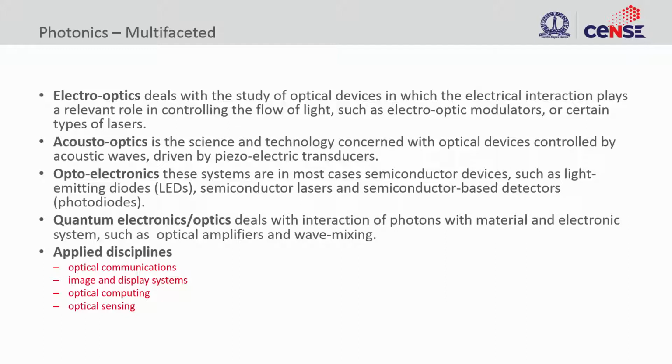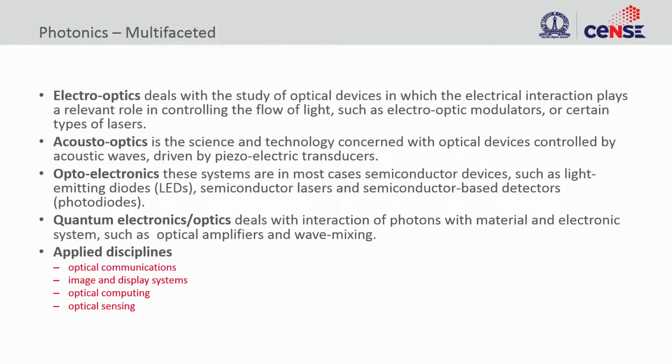This area primarily deals with photons, and the interaction of photons with material and electronic systems. For example, optical amplifiers are actually quantum devices. So, primarily the whole area of photonics is governed by quantum processes. Any process you use can be easily explained by quantum mechanics.